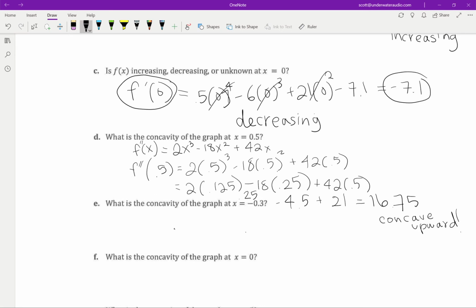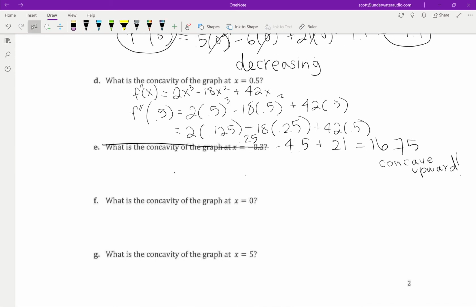Okay, and I'm going to skip E again because I don't think you want to watch me do all the mental math and calculating. F should be pretty easy because I'll just plug in 0 and everything is to a power. So that would be 2 times 0 cubed minus 18 times 0 squared plus 42 times 0. All that comes out as 0. So what this told me was that it's neither concave up or concave down, but it's a possible inflection point.